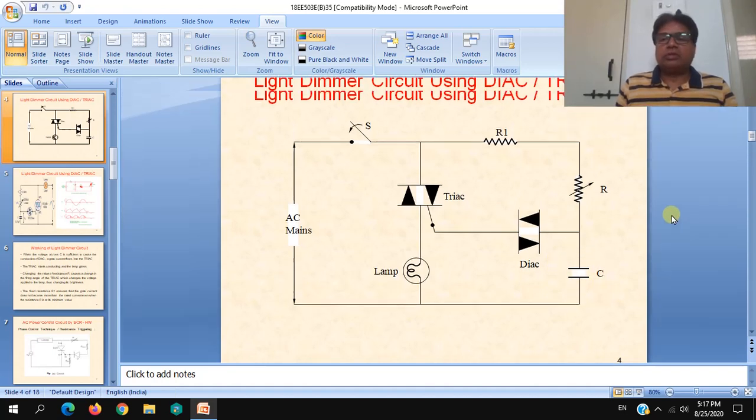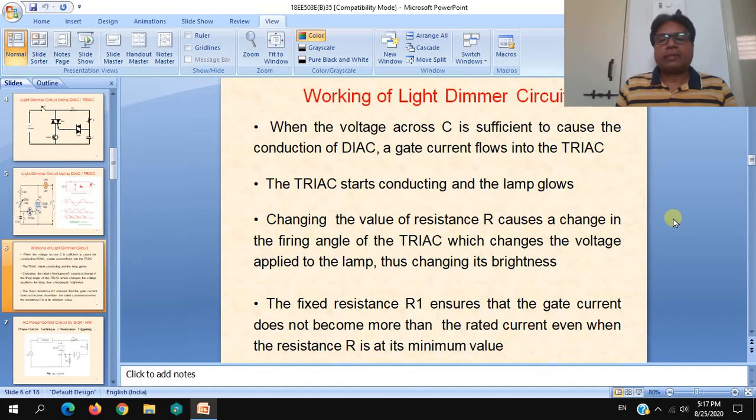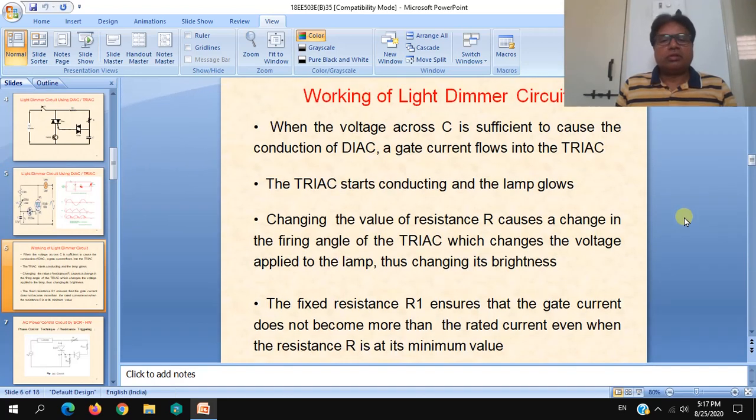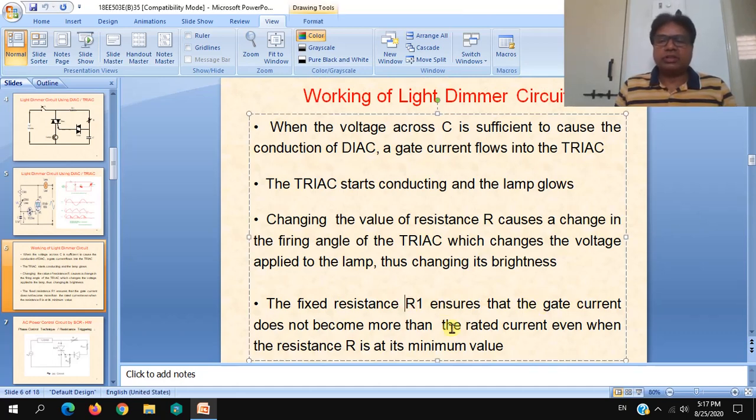So that can be done to suit the normal conditions also, and the value of R1 should be such that the gate current does not become more than the rated current of the gate.